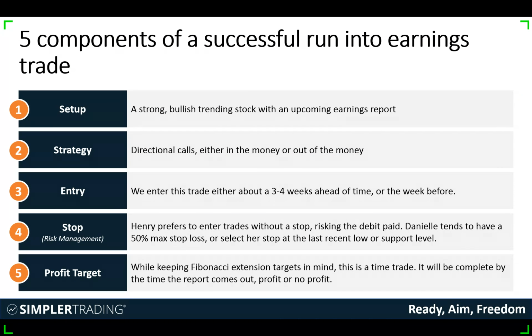All right, so what are the 5 components of a successful trade? Bullish trending stock. We'll forgive some of these for not being a perfect trend in 2019, and I'll put a little sad face because I love the trend, but that's what we got. Directional calls, either in the money or out of the money, 3 or 4 weeks or the week before. Henry likes to take the trades without taking a stop, risking the debit paid. I have actually gone more towards this way of doing it, just because, how many times do you get out right at 50% and then it goes the direction you wanted?